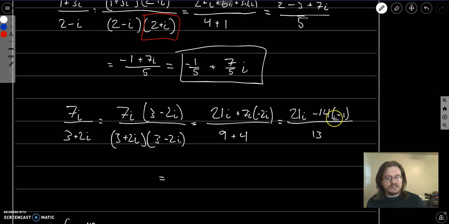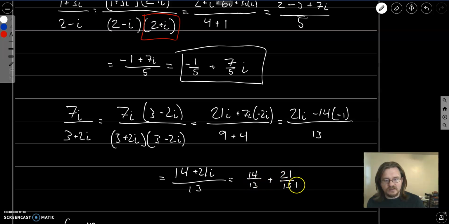So this becomes a 14, and I like to write the real number up front, for no other reason than it's a little bit nicer and easier to read. 14 plus 21i, and then on the bottom we've got 13. So we'll split this apart into 14 divided by 13 plus 21 divided by 13 times i. And there we go.